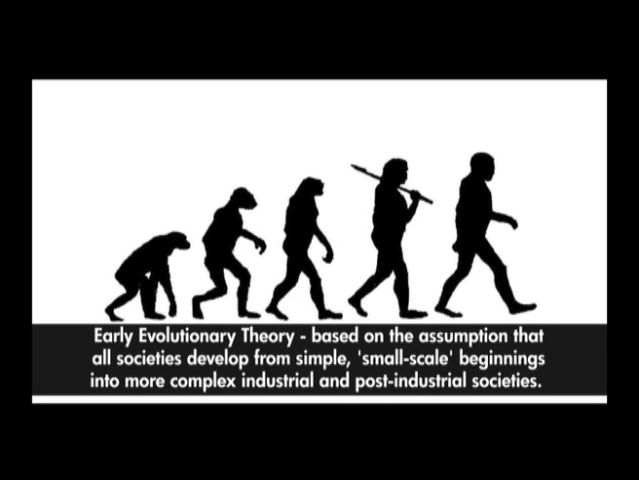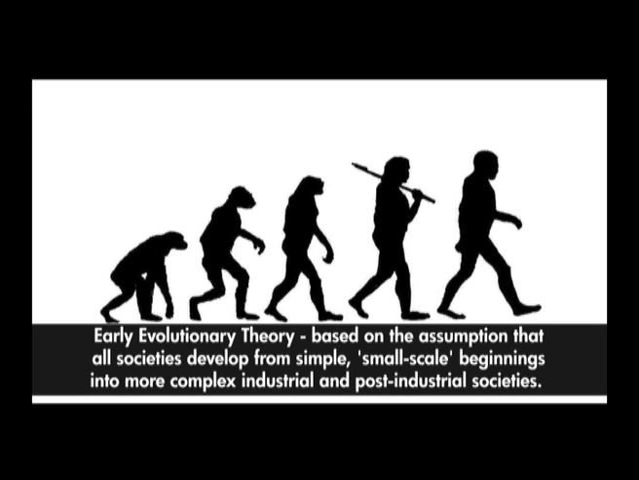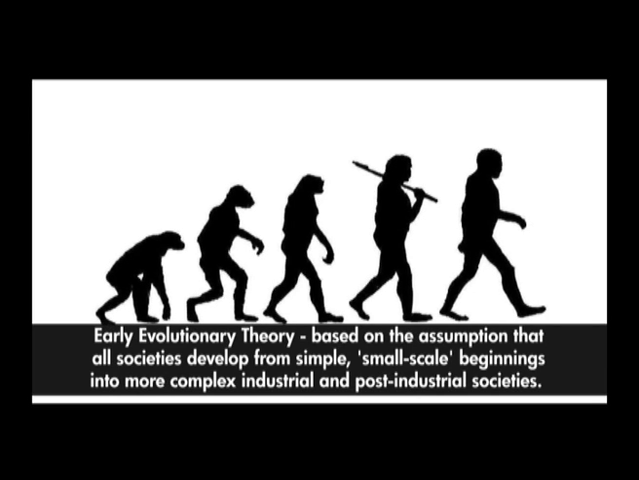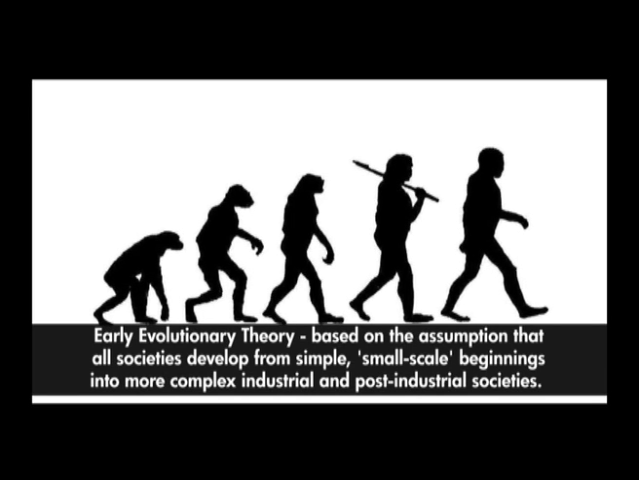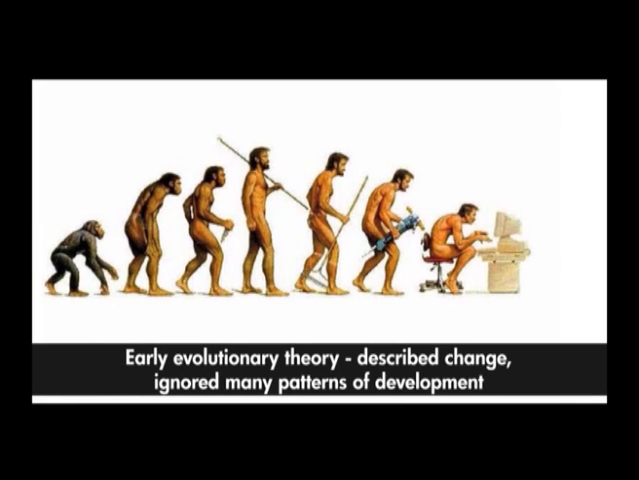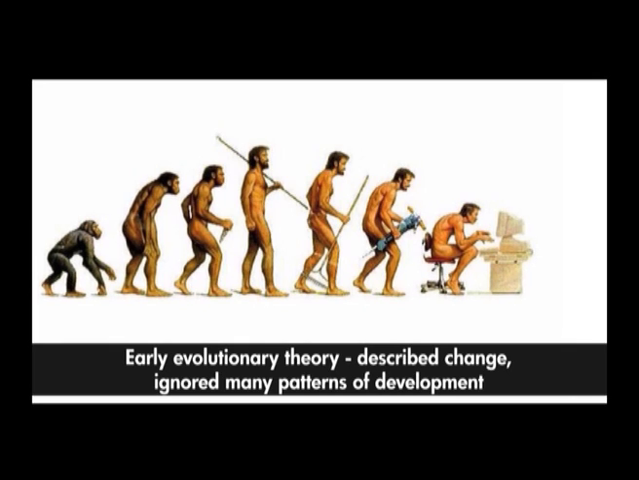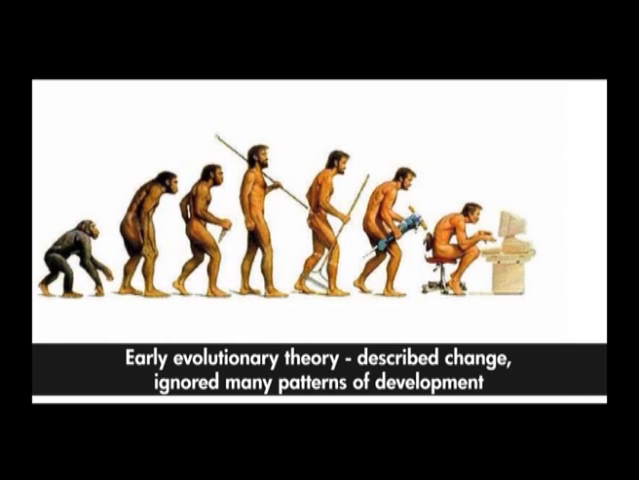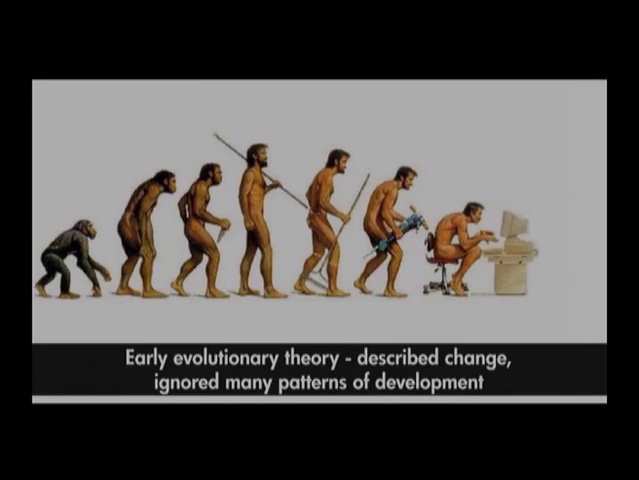Early evolutionary theory. This theory of social change was based on the assumption that all societies develop from simple, small-scale beginnings into more complex industrial and post-industrial societies. It is also assumed that the changes inherent in this development were all progress. Early evolutionary theory described change rather than explained it and ignored many patterns of development which were occurring.